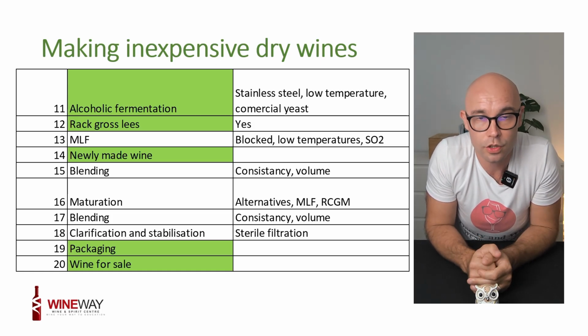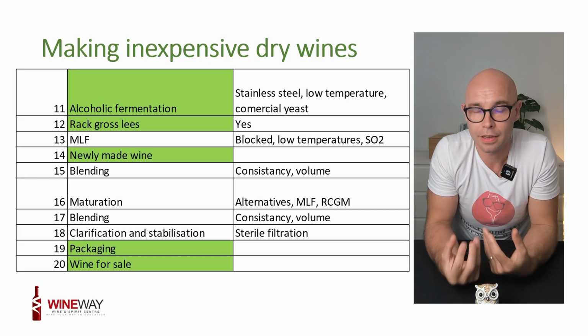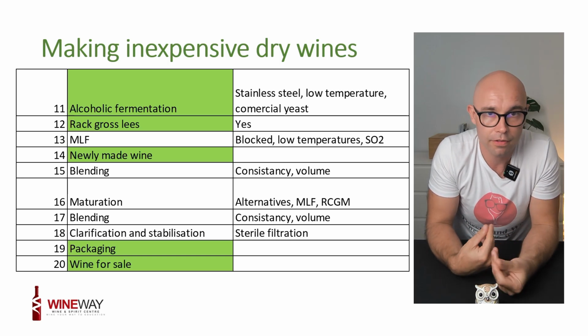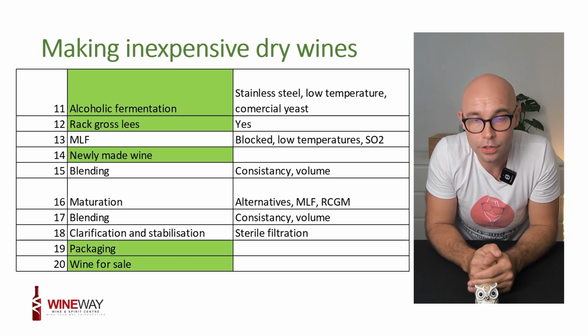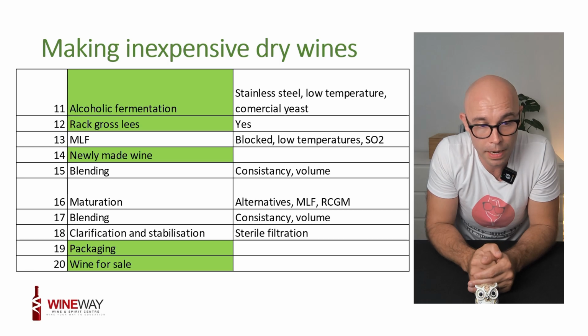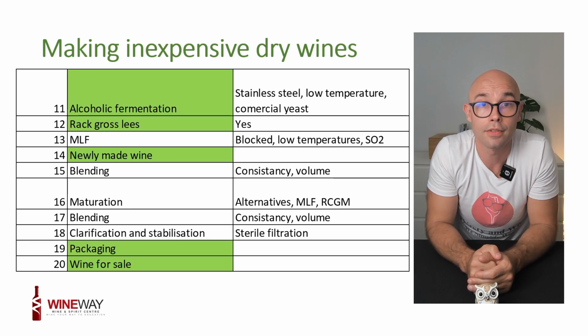MLF usually is going to be blocked. You don't want any additional complexity or flavor or texture, so low fermentation temperatures. SO2 will be used to avoid malolactic conversion from happening. You have your newly made wine. Blending is going to be done for consistency and volume.